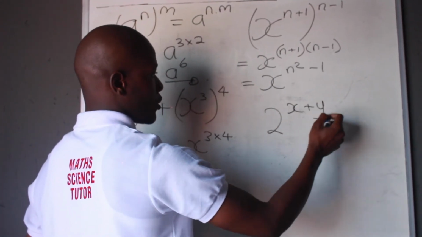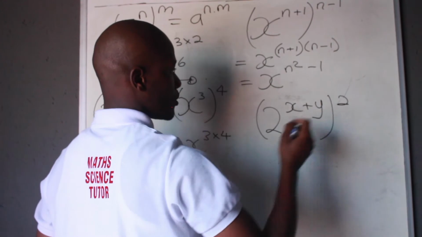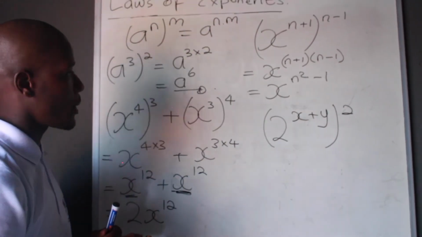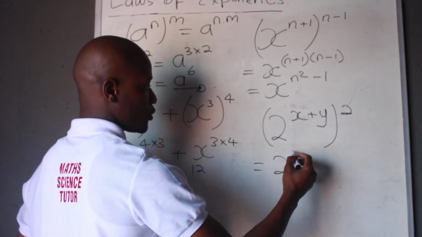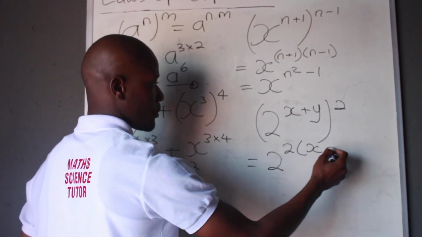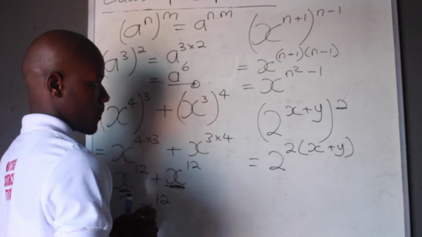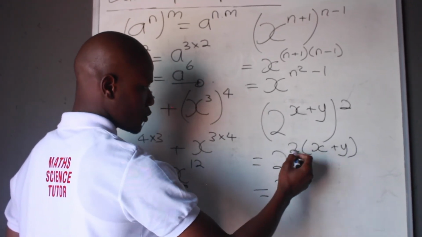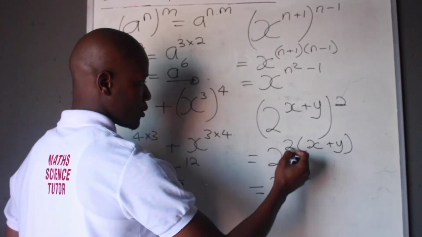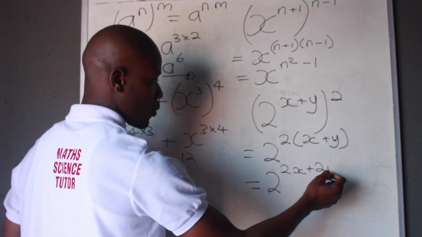2^(x+y) all raised to the power 2. When a power is raised to a power, we multiply exponents. So it's 2 to the power 2 into x plus y. Therefore, it is 2 to the power 2 times x, which is 2x, and 2 times y is plus 2y.